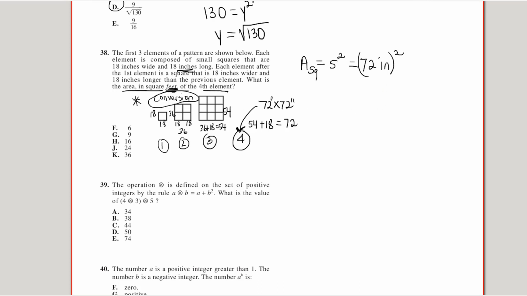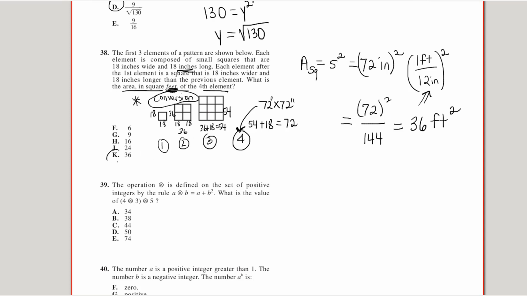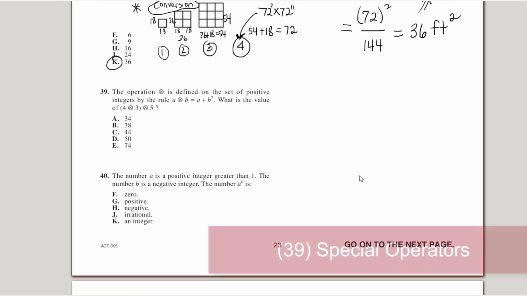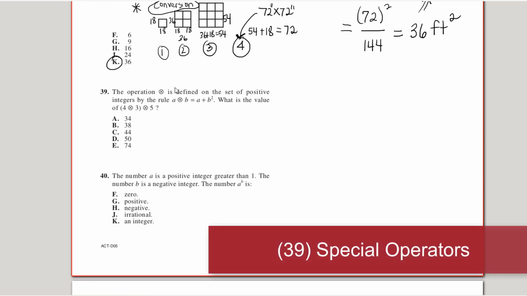But we want our answer in square feet, so we know that there are 12 inches in 1 foot, but we have to square this so that we can have our inches squared to cancel. So now we have 72 squared divided by 144, and I'm getting this 144 from the 12 squared. Put that in our calculator and we get 36 square feet, which is answer choice K, the area of that fourth element.